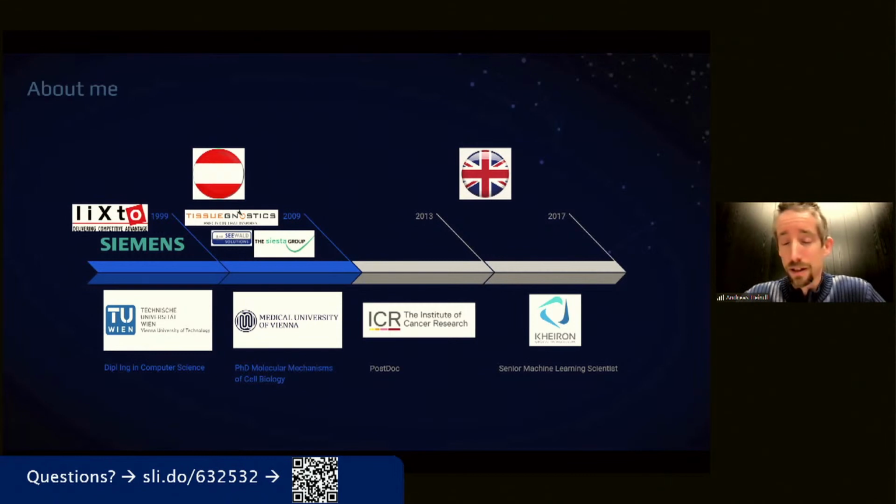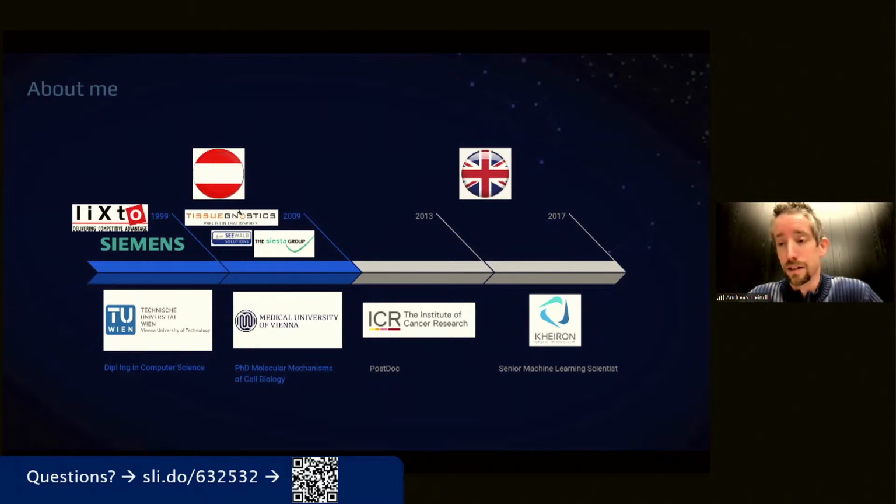So thanks for the kind introduction. I'm very happy to speak today at the Machine Learning in Medical Science event from the YSA. My name is Andreas Handel, and I would like to start off with a quick about me. I studied computer science in Vienna, then was working at two big companies, Siemens and Lixto, for a couple of years until I decided to do a PhD in molecular mechanisms of cell biology at the Medical University of Vienna, where I was focusing on microscopic image analysis using AI and image analysis methods. So this was all in Austria.